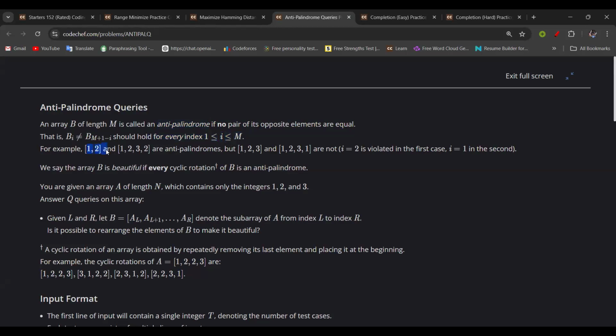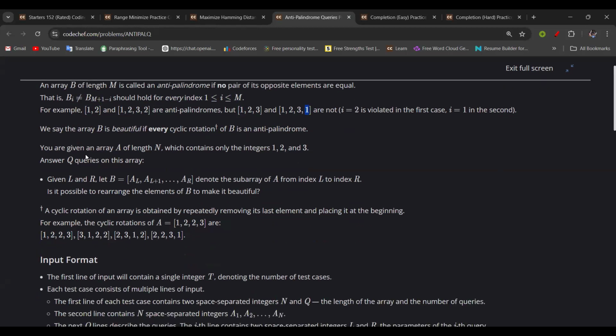That's what the anti-palindrome means. For example, 1 and 2 are unequal, so it's an anti-palindrome. 1 and 2 unequal, 2 and 3 unequal, so anti-palindrome. Here 1 and 3 are unequal, but 2 and 2 are equal, so it is not an anti-palindrome. Here 1 and 1 is equal, so it is not an anti-palindrome.